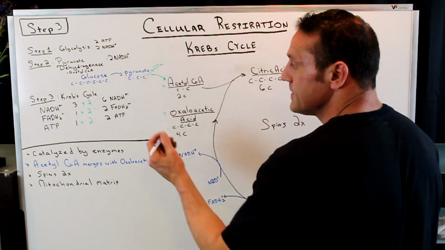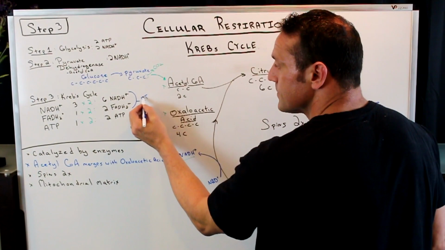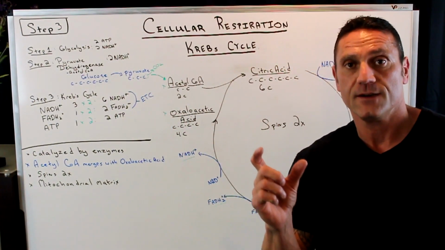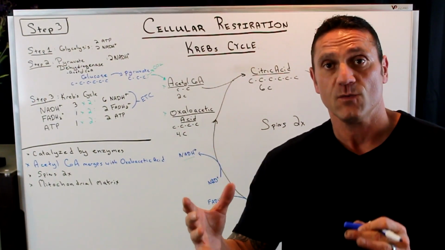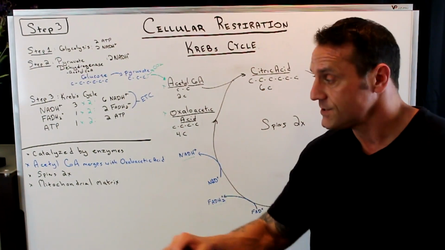It's important because this is going to bring you into the electron transport chain, which is where we make 38 ATPs. Now, just a few things to note.